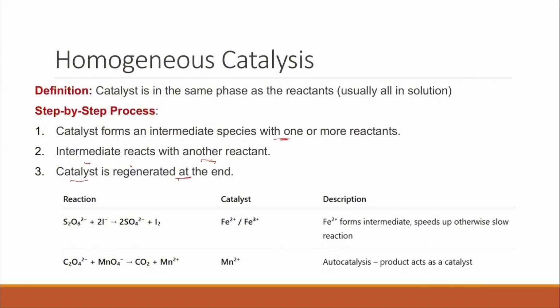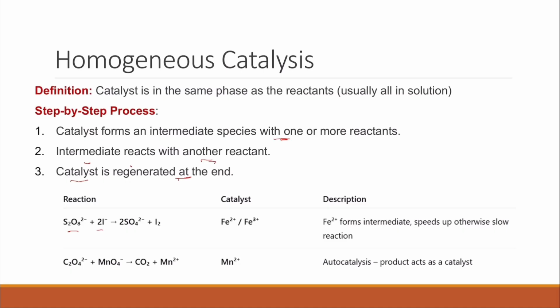Two examples that you need to know in your specification. The first one is the use of iron(II) as a catalyst in the reaction between peroxodisulfate and iodide. In this case, the peroxodisulfate and the iodide both have a negative charge, so they repel each other. So the activation energy for the reaction is very high, and the reaction is very slow. The presence of the iron(II), and its ability to have two different oxidation states and be oxidized into iron(III), means it will play a role in this reaction as a catalyst.